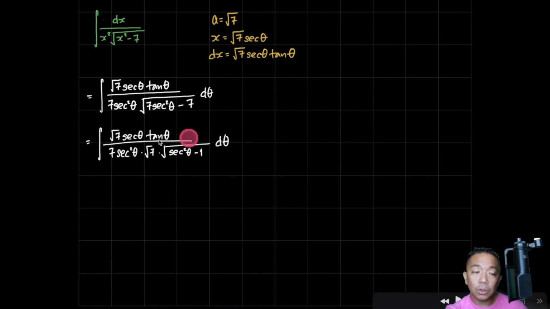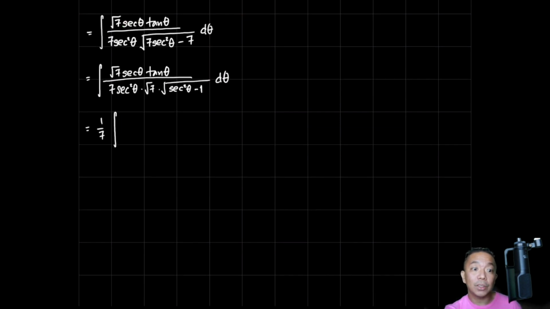So, a couple of things to note. The square root of 7 here and the square root of 7 here will cancel each other out. Secant squared minus 1 is equal to tangent squared. That's under my square root. So, this whole expression can be written as tangent theta. So, let that be our next step. Let's remove the square roots of 7. I'll also take out the 7 in the denominator and write it as 1 over 7.